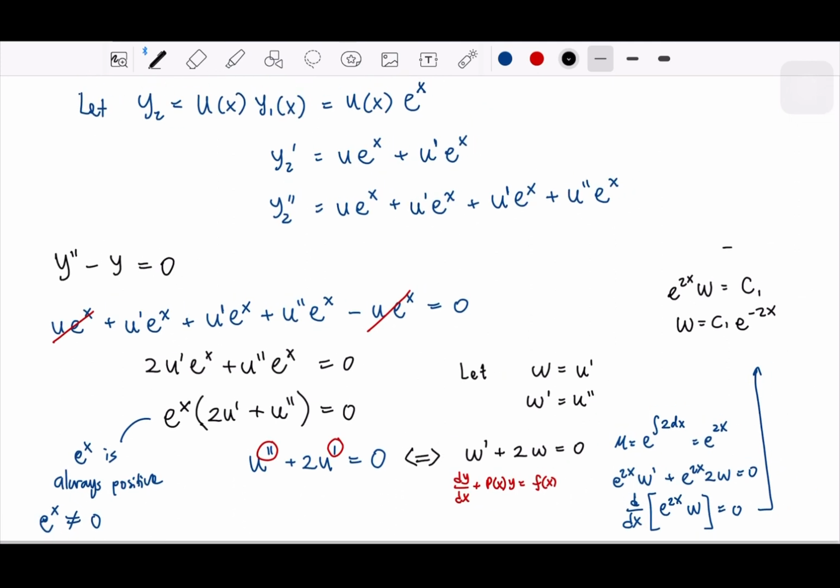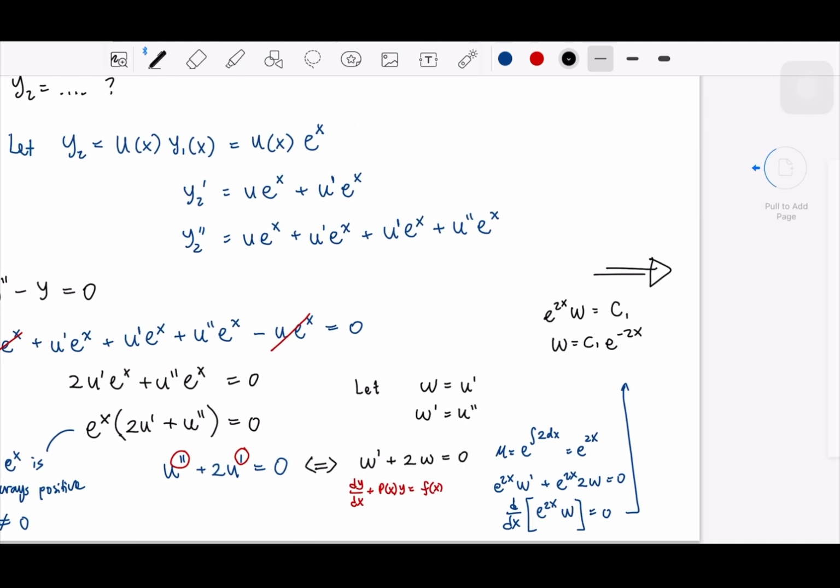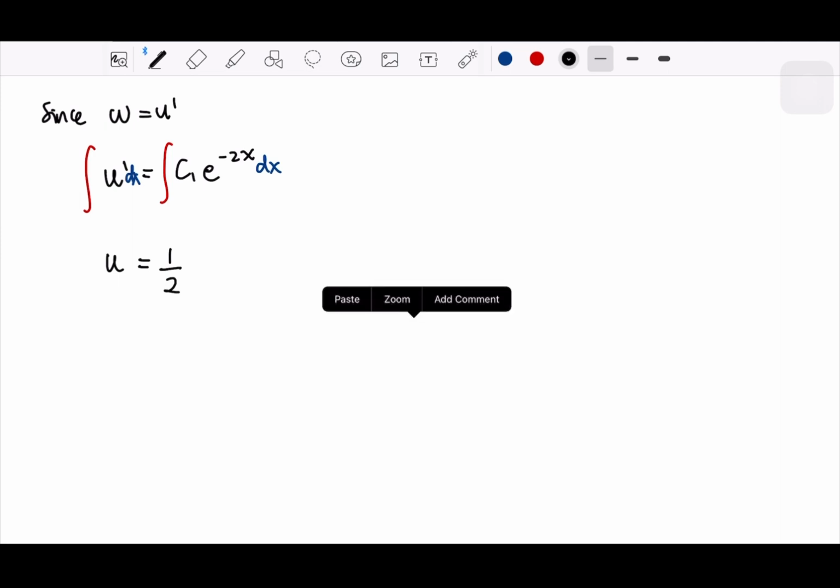Okay, let me continue on the next page. So since W is u prime, then u prime is based on what we have, c1 e negative 2x. So we are going to once more integrate with respect to dx. So we are going to have u, and we have half, because it's e power something, and it's negative half, sorry, it's negative 2x. So negative 1 over 2 e, or c1 e negative 2x plus another constant.